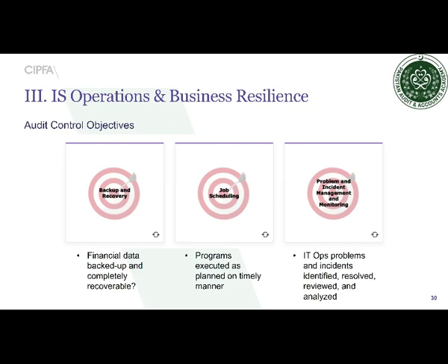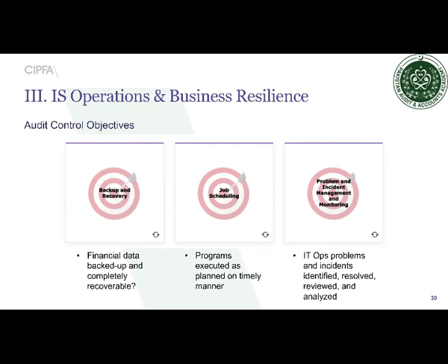Some of the control objectives: backup and recovery, job scheduling, problem and incident management, and monitoring. Financial data are backed up completely. Is it also recoverable? That's another thing you see. Whenever you talk about backup, ask them if it's recoverable. It means, could you read that data? Could it be used? Has it been tested to be used? Because if you keep backing up, regardless of whether it's tape, disk, or on another server, if you cannot recover it, then there is no point to it.